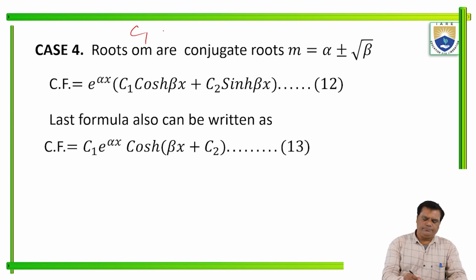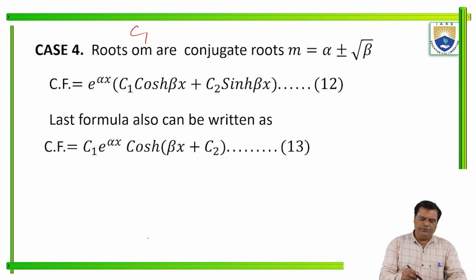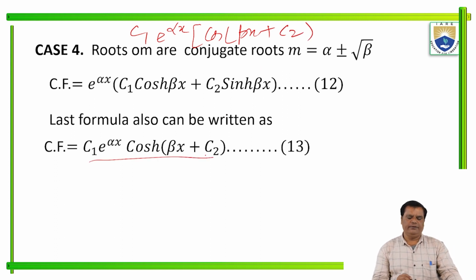So we write here the formula: C1 e to the power alpha x, which is already common, cos beta x plus C2. So this is the next formula I am giving here.